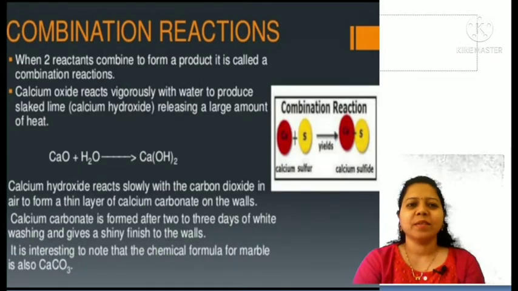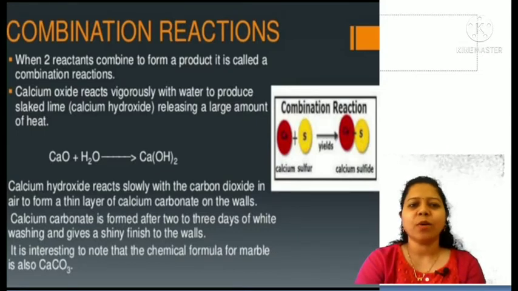Combination reactions. This is the first type of chemical reaction. When two reactants combine to form a product, it is called a combination reaction. In any chemical reaction, when two or more reactants combine to form only one product, then that is an example of a combination reaction. We'll see with the help of an example.